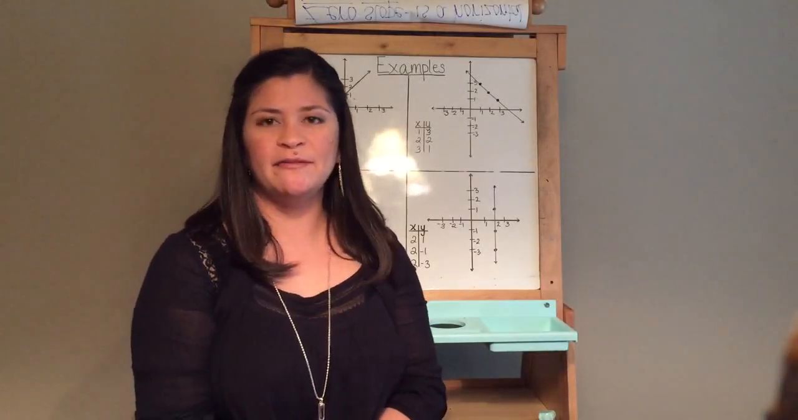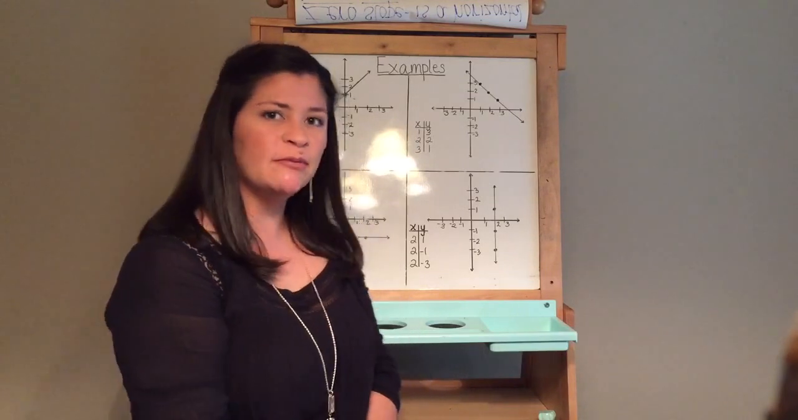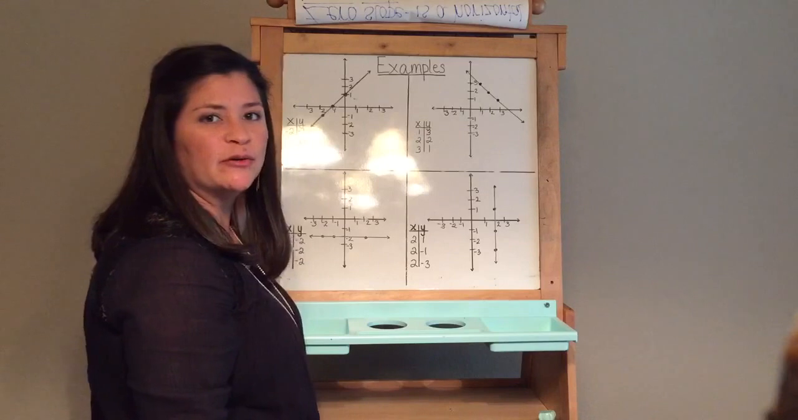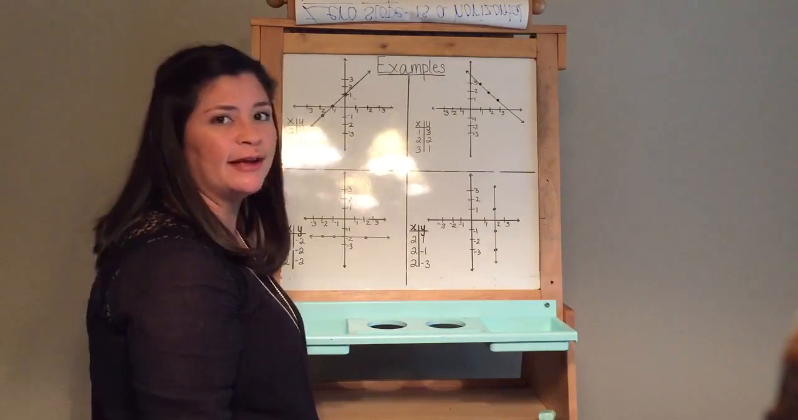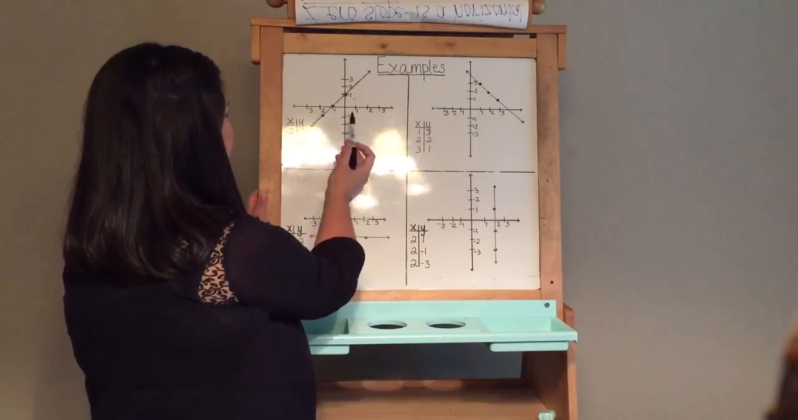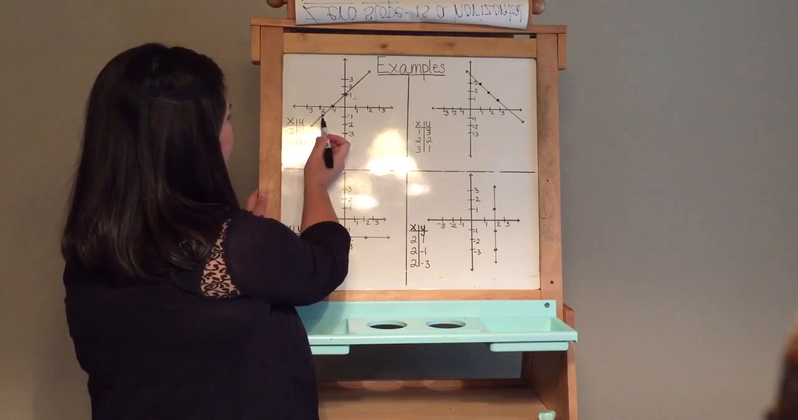Okay, class, now that we have written down all the definitions, let's go ahead and do some examples. Let's start with the first example here. We're going to look at the x and y coordinates and see how they plot on the line. So we have -2, -1, so let's find -2 on the x and -1 on the y.